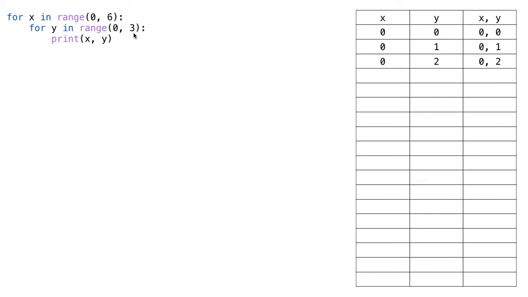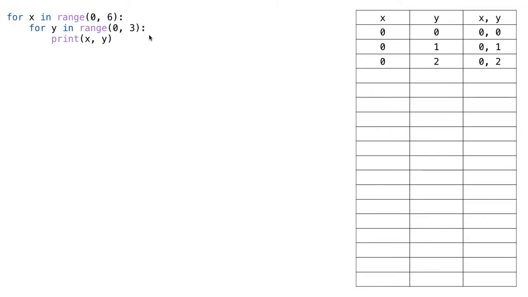Now remember, we go up to but not including this number. So now that y is 2, which is up to but not including this number, this inner loop is now finished. So that means this outer loop can go to its next cycle, so x will go from 0 to 1, and then we begin this inner loop again. We started off with x equals 0.